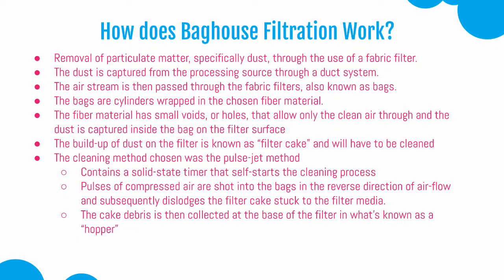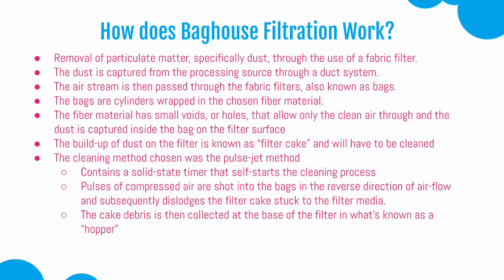How does the baghouse filtration work? The baghouse filtration system removes particulate matter, specifically dust, through the use of a fabric filter. The dust is captured from the processing source through a duct system. The airstream is then passed through the fabric filters, also known as bags. The bags are cylinders wrapped in the chosen fiber material. The fiber material has small voids or holes that allow only clean air through, and the dust is captured inside the bag on the filter surface. The buildup of dust on the filter is known as filter cake and will have to be cleaned.